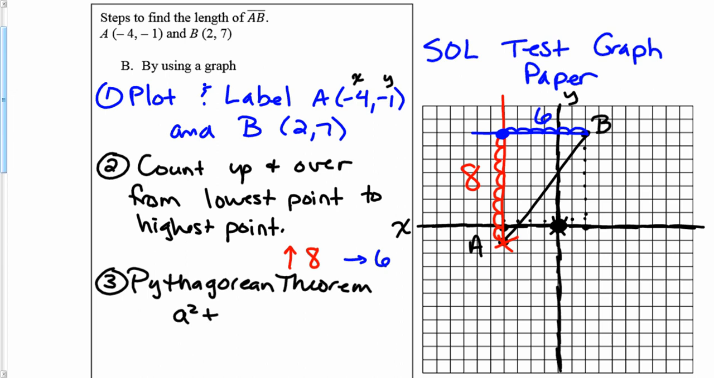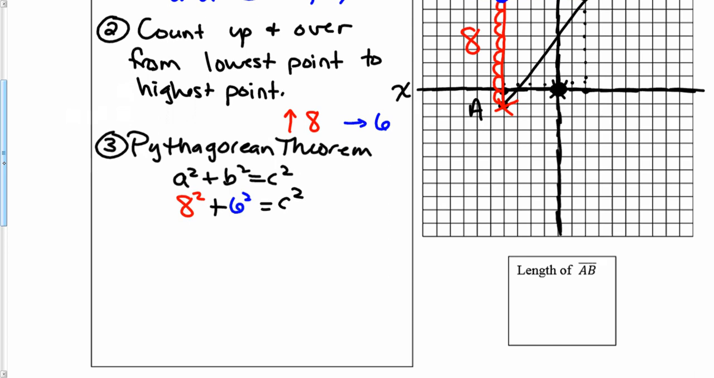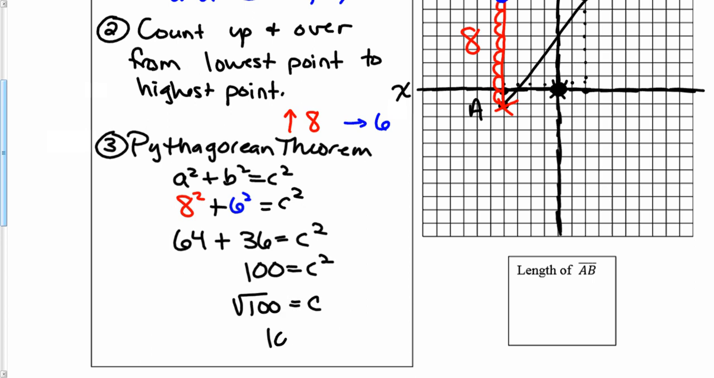So I have a squared plus b squared is equal to c squared. My a is 8. My b in this case is 6. That's equal to c squared. I'm going to scroll a little bit. So I have 8 squared, and 8 times 8 is 64, and 6 squared is 6 times 6, which is 36, and I feel like I've seen this before. 100 is equal to c squared, and I take the square root of that, which means the length is 10.